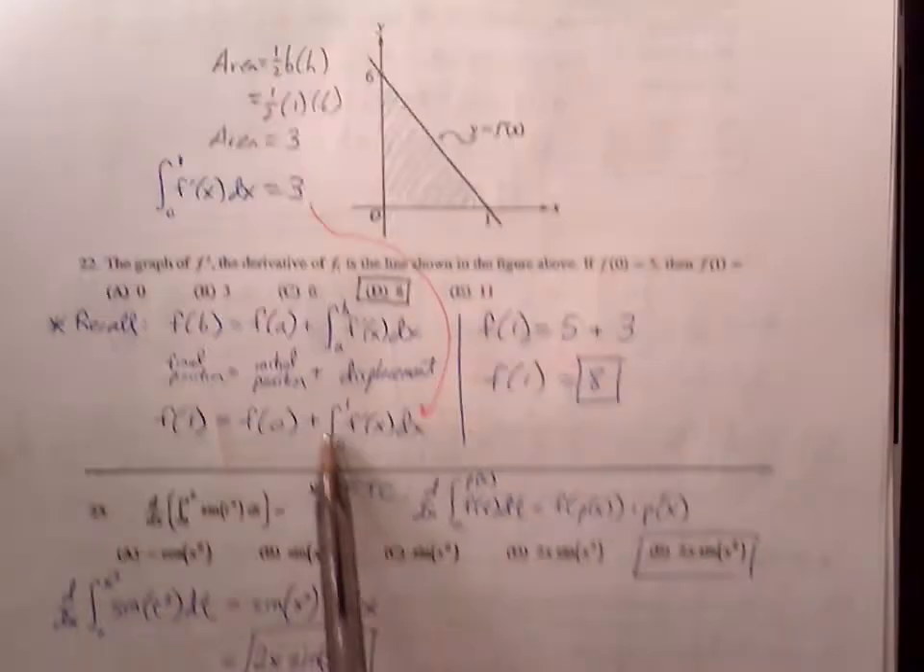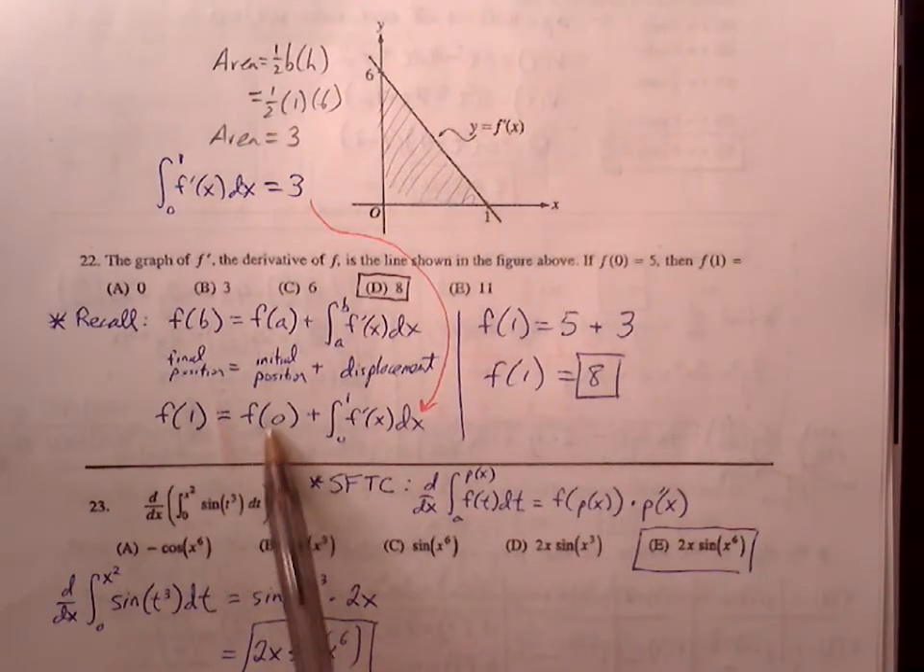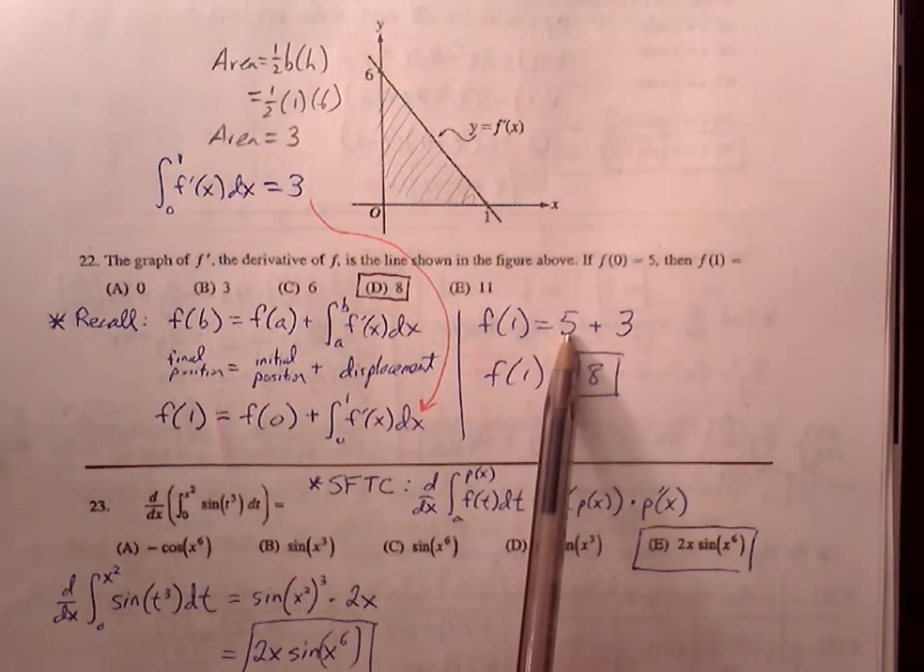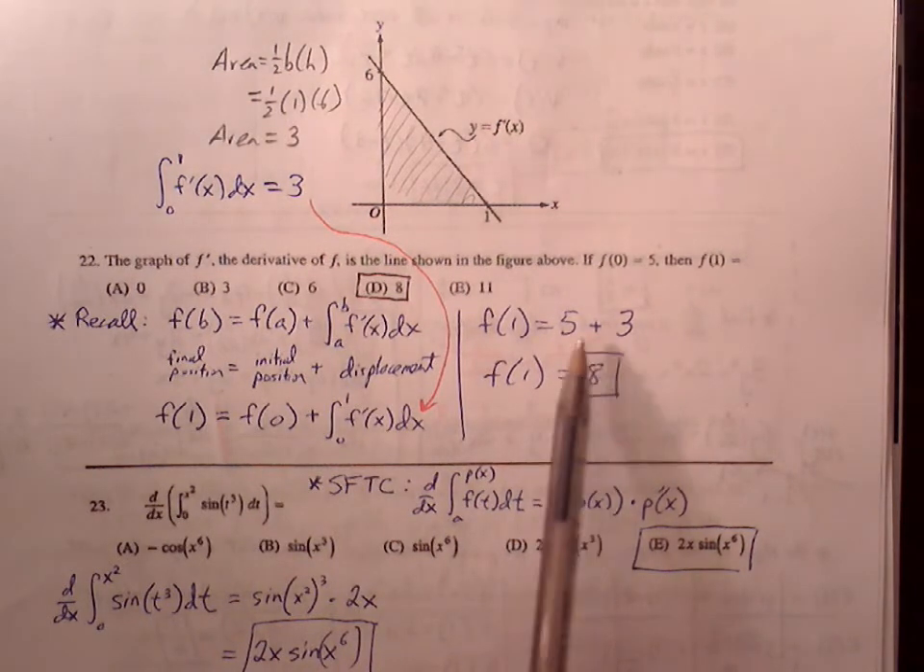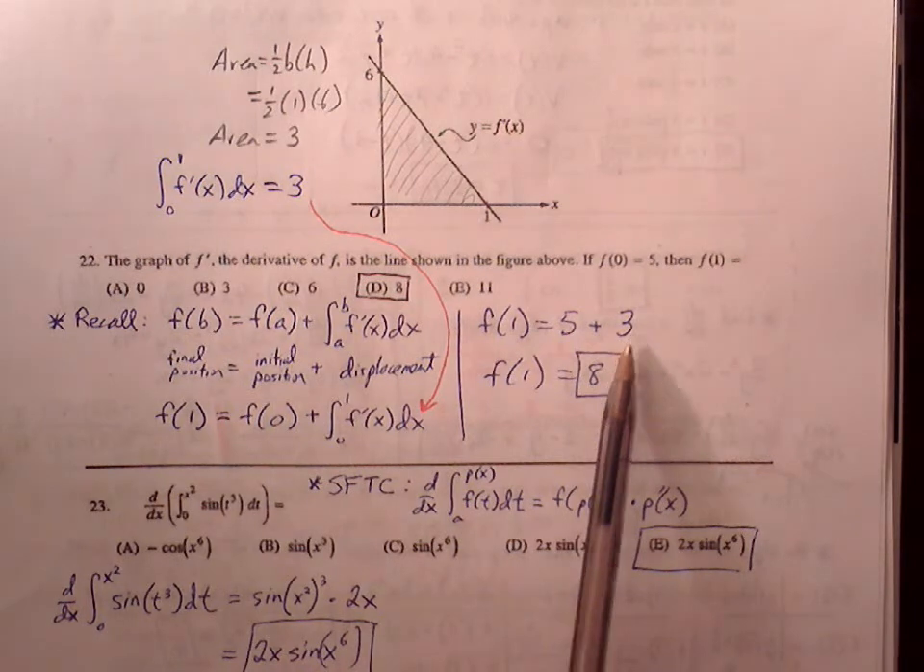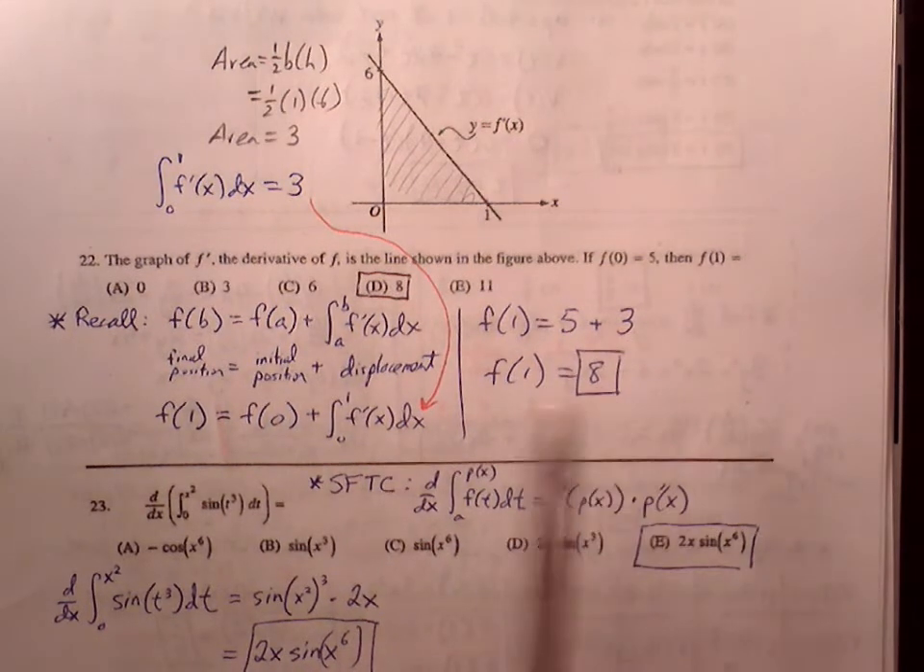So I'm starting at position 5, and I'm traveling 3 units in that same direction. So 5 plus 3 is equal to position 8. f of 1 equals 8.